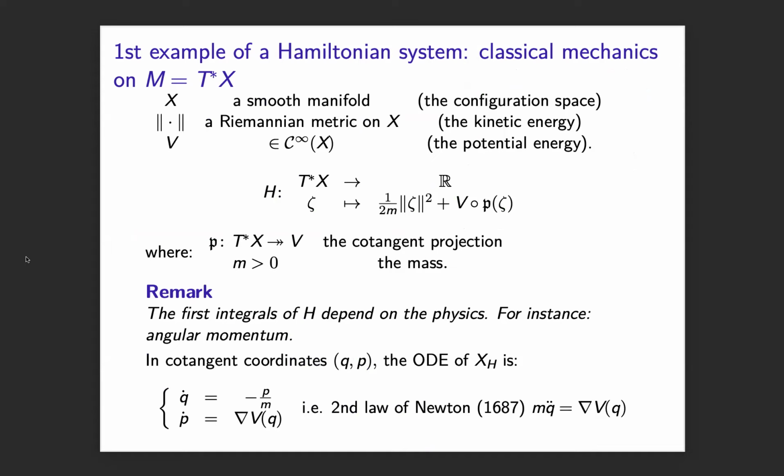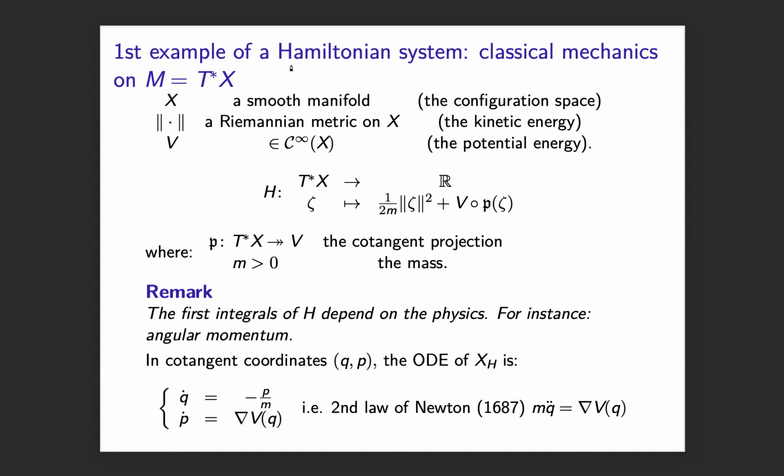So we had three examples of Poisson manifolds, if you remember. We had the symplectic manifolds, we had the Lie Poisson structure on G star, and we have this cluster Poisson bracket. So for each of these examples, we will detail now examples of Hamiltonian systems on this Poisson manifold. So the first example of a Hamiltonian system is the one of classical mechanics on M equal T star of X.